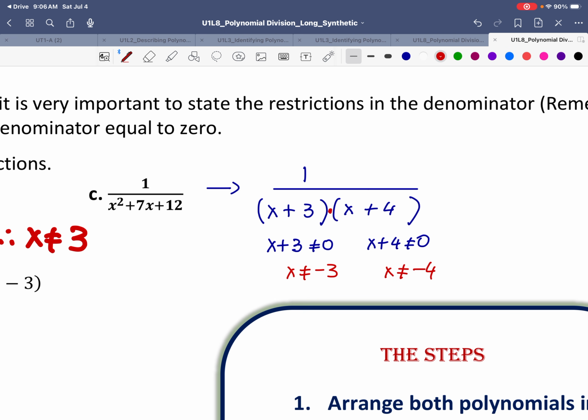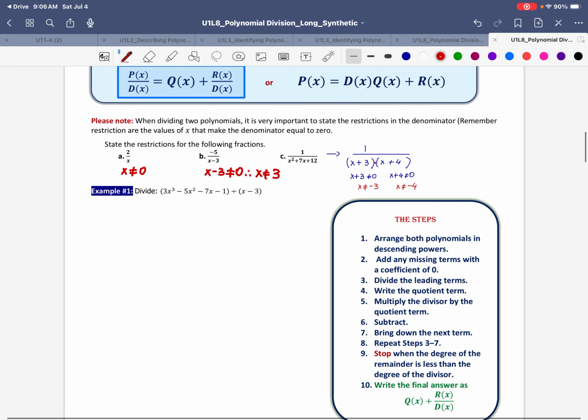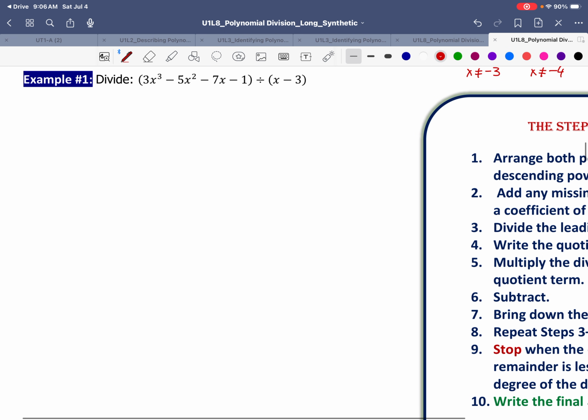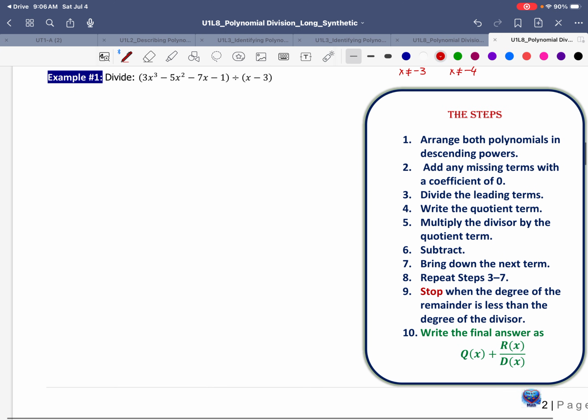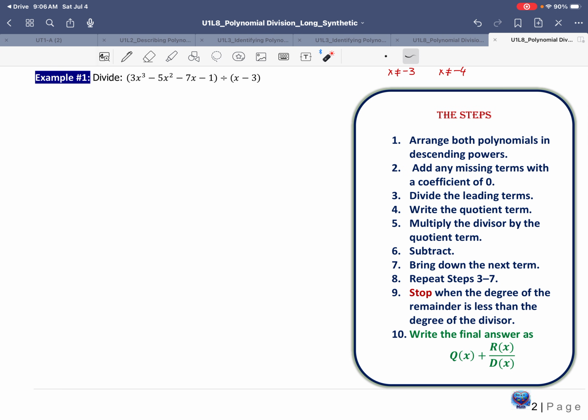Now let's begin with our first example in polynomial division. I've written the steps here on the side. So if you want, you can pause the video and try to follow the steps and perform the division on your own. It is a great learning strategy that builds confidence in your own thinking. Other than that, just follow along and I'll explain this step by step.